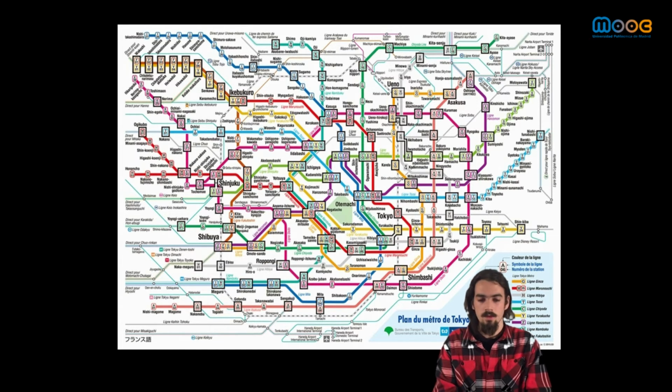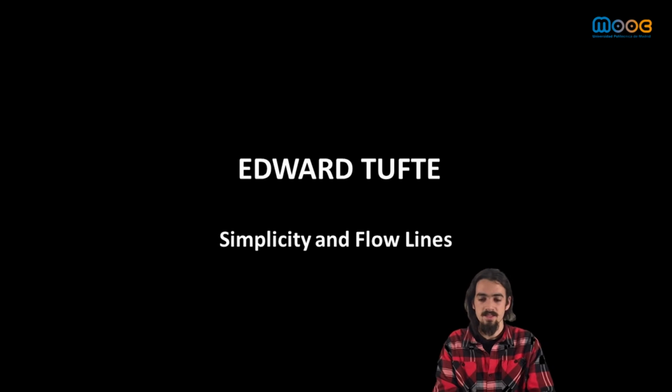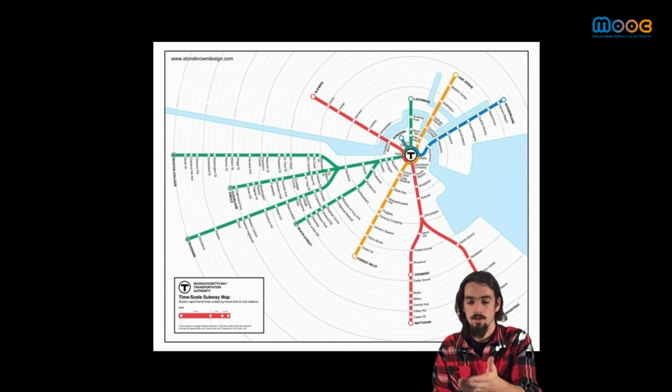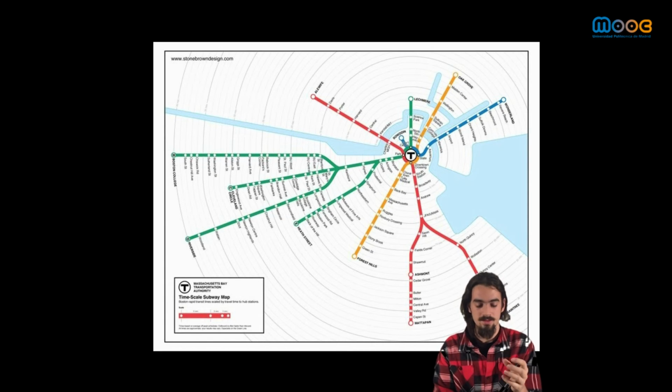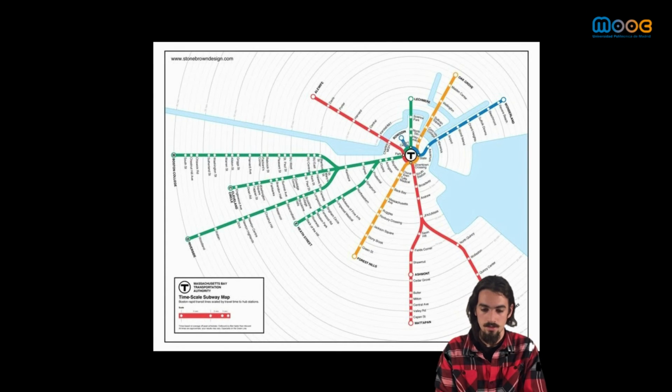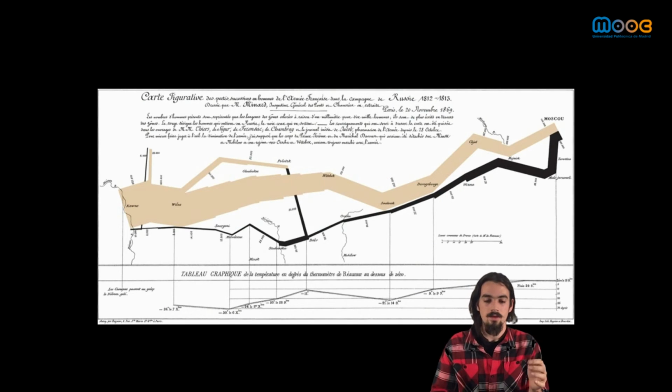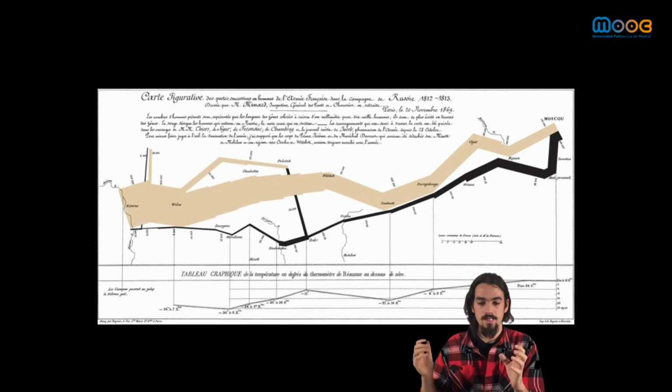Now let's talk about the master of simplicity and flow lines, who is Edward Tufte. Edward Tufte also took a shot at these two diagrams, and he also made time a hierarchy. So we can see these radial tube maps for London. Now, if we continue, I think his best known piece is this diagram showing Napoleon's troops marching over Russia.